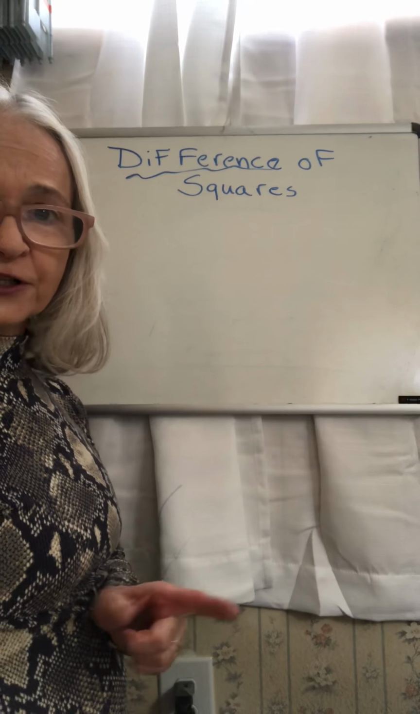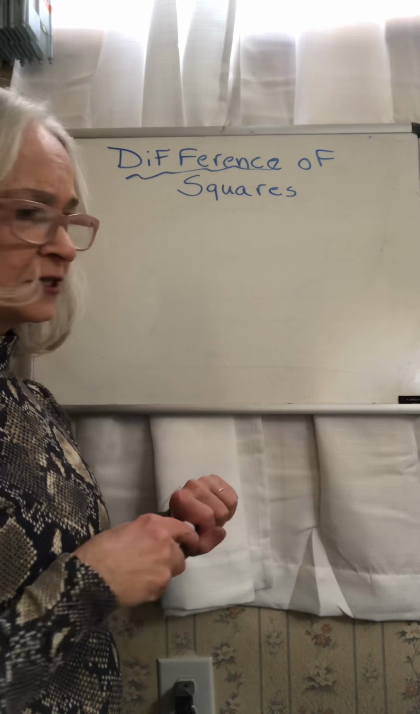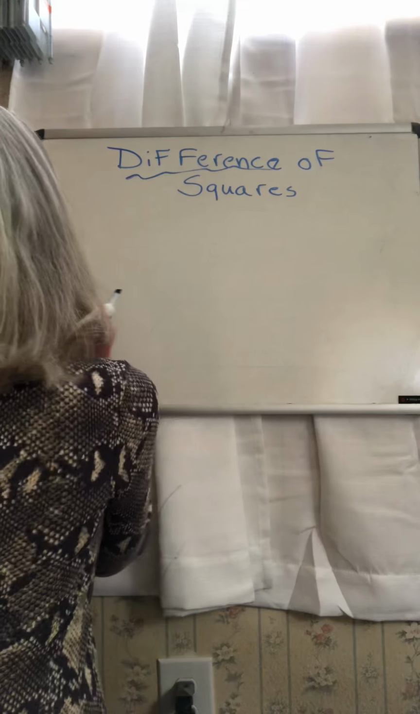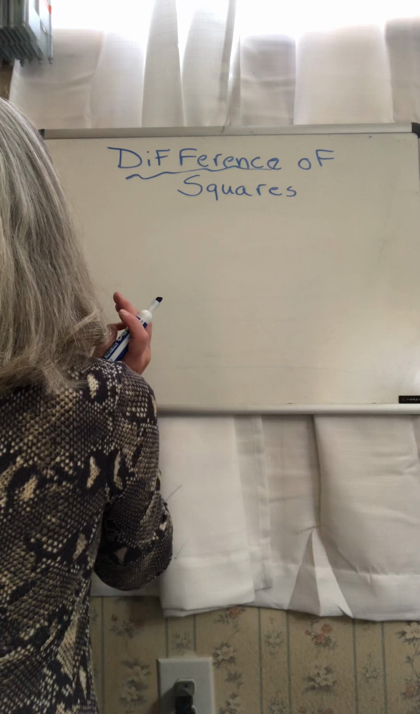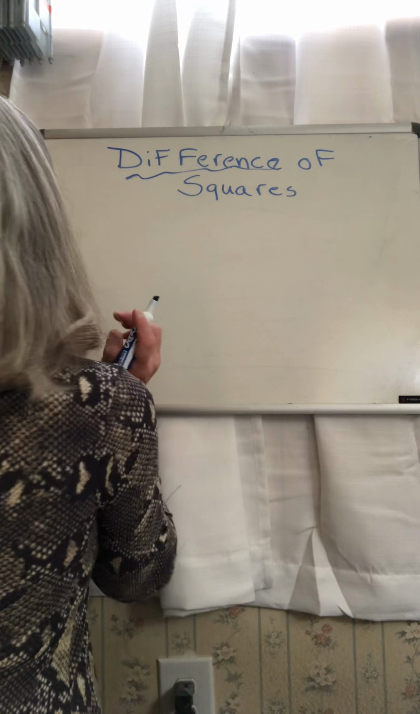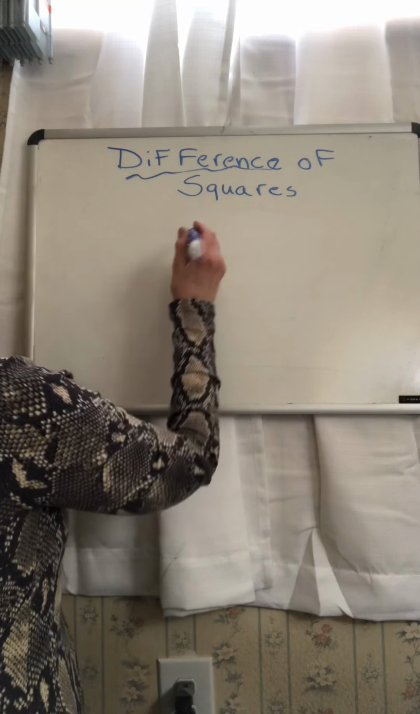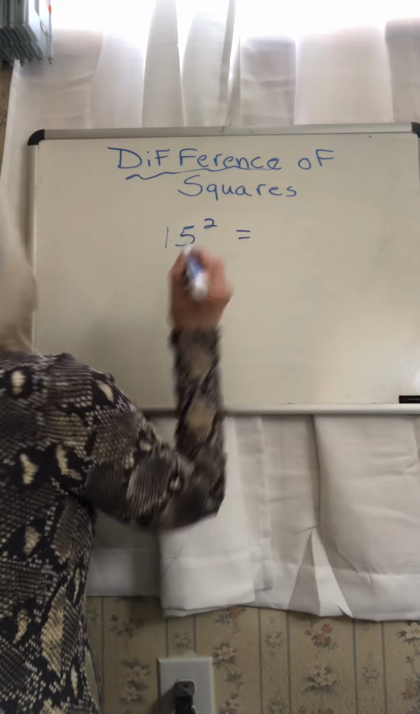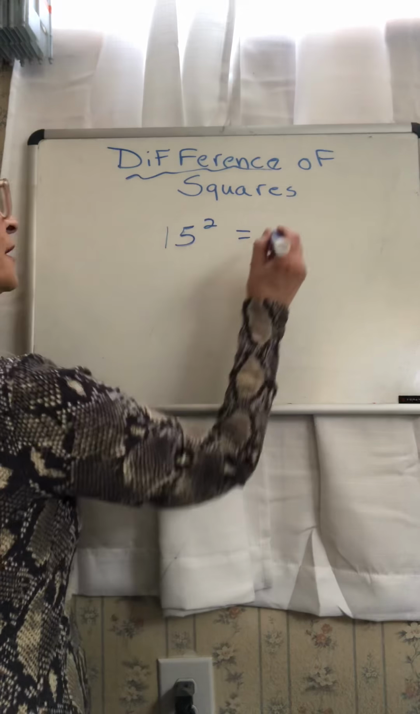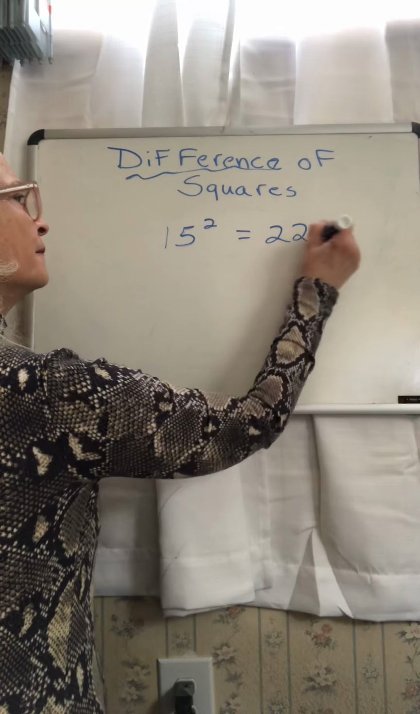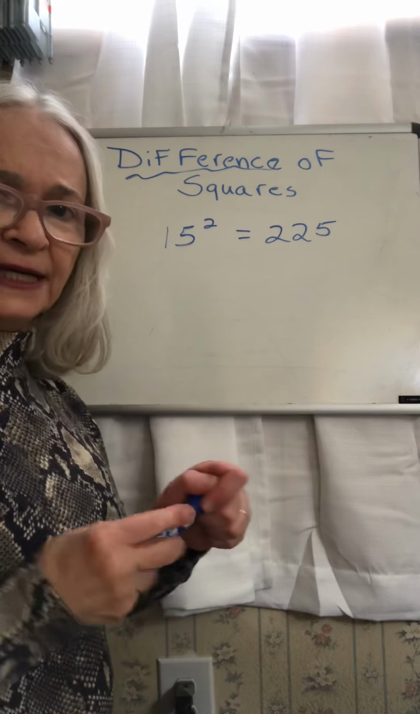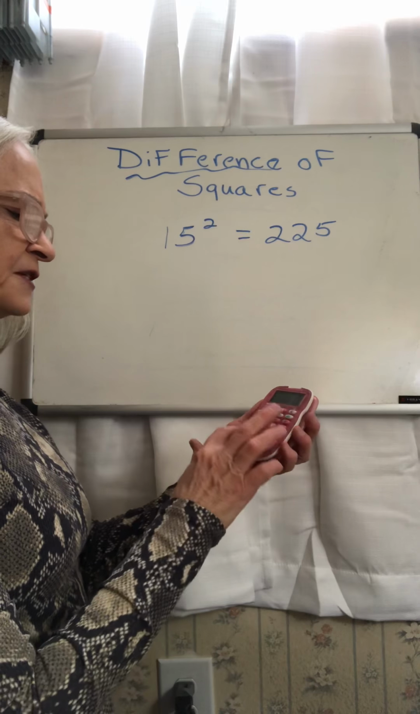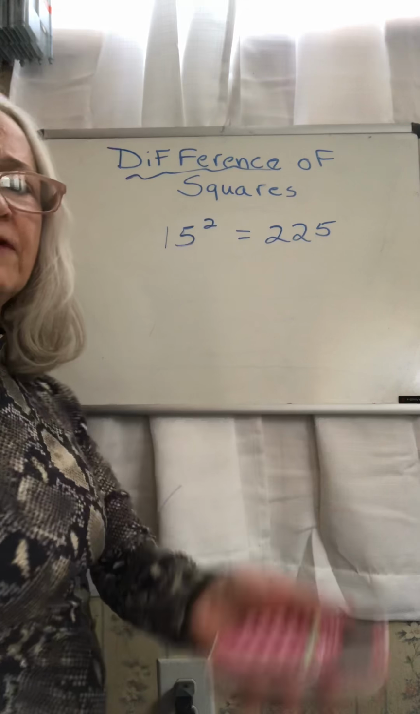Okay, so today we're working on difference of squares. So first of all, to talk about difference of squares, if you have your handout, you'll notice at the top of the handout, there's many perfect squares. So for instance, you can see it says 15 squared, and that's equal to 225. So of course what that means is, if you have your calculator handy, 15 times 15 is equal to 225.